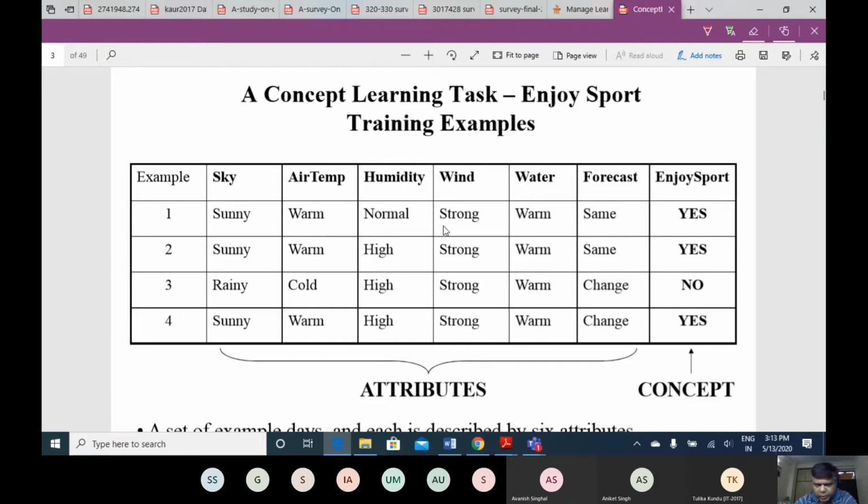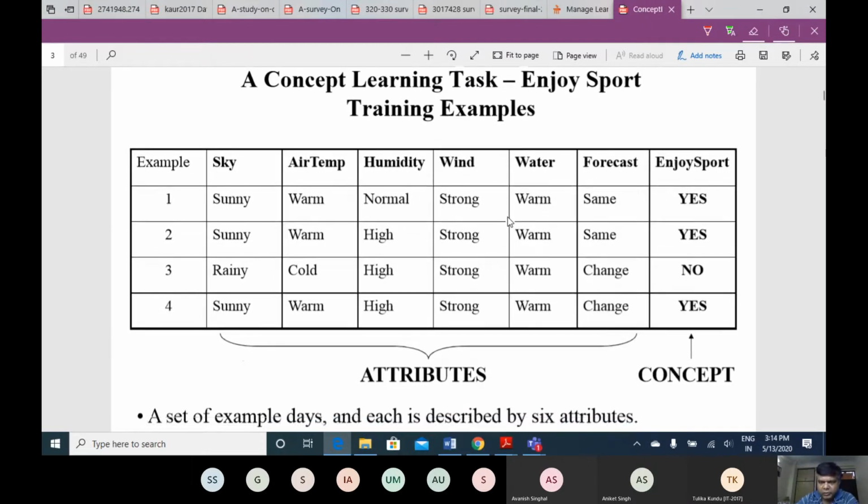So there are certain values predefined for each feature. They may not be included in these examples, but we have already identified the possible values of each feature. And then we want to define whether we will enjoy our sport on particular combinations of these values or not. And if we are able to define this for each particular combination correctly, then we have completely learned the concept. But here we don't have a sufficient number of training examples.